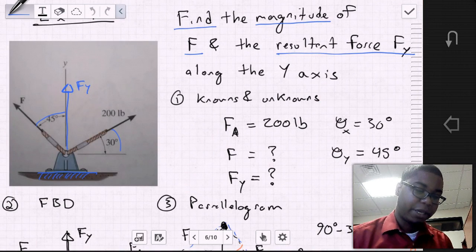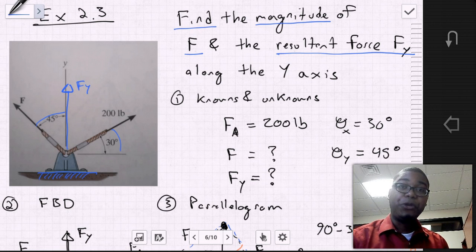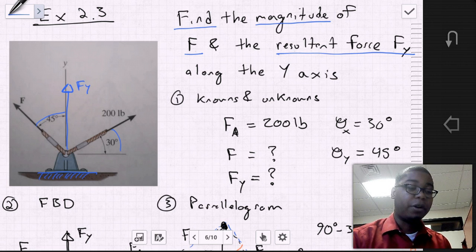Okay, now let's just do this one more example, and then I will show you the group or individual work that you need to turn in during our next course. This example is example 2.3.